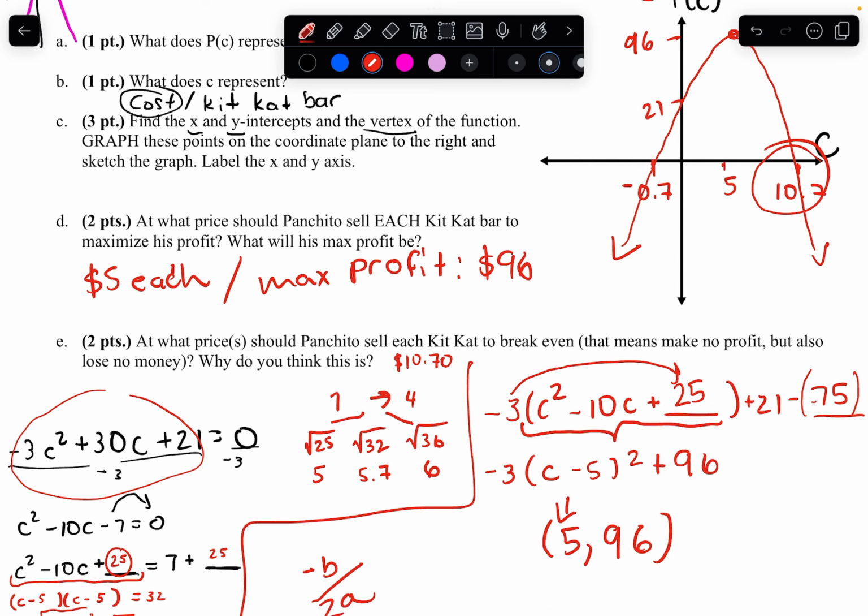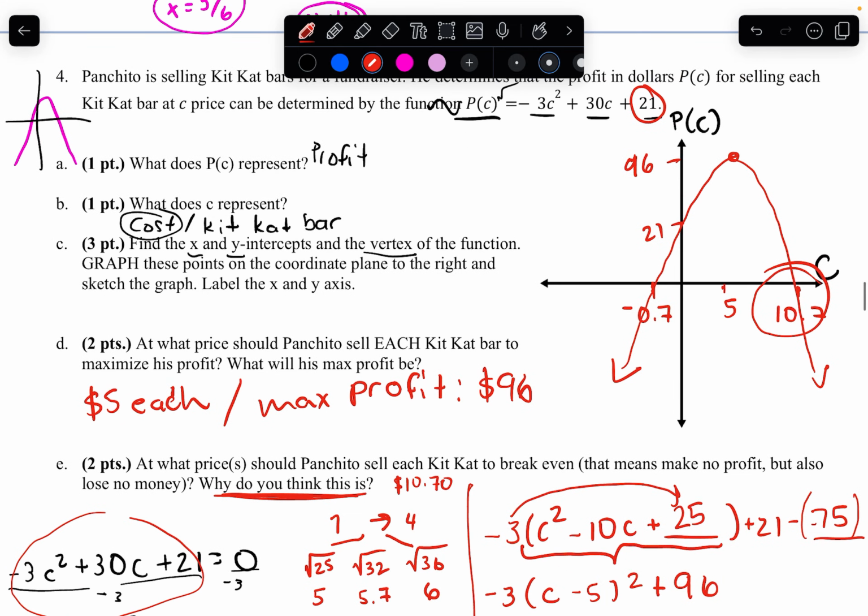What that means, and for this portion, pay attention because I'm not writing it down, is that he's probably going to sell a couple of Kit Kat bars to offset the cost of, I don't know, buying the box of Kit Kats and selling them and going to Costco and gasoline. But he's not going to make enough money to actually turn a profit. Why? Because $10.70 is way too much money for a Kit Kat, so he's probably not going to sell as many. Right? The sweet spot's over here at $5.